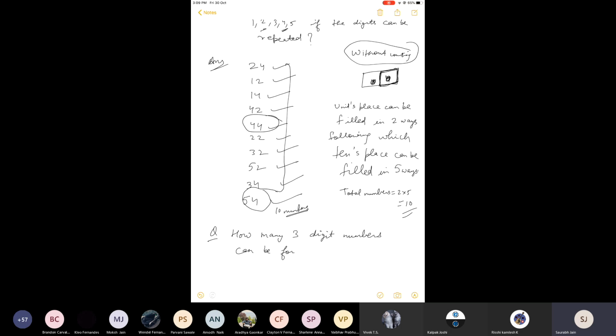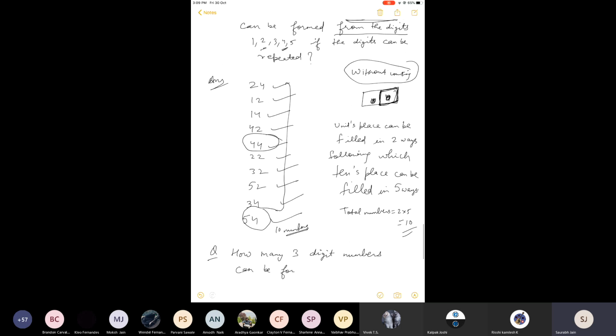You know why? Because see, the units place can be filled in 2 ways. Let me solve it. He's asking, what about if the digits were not repeated? Then let us put a cross here first, in actual counting. Digits not repeating, 44 not allowed. What else? 22 not allowed. Rest everything is okay. Rest everywhere the digits are different. So without counting, if the digits are not repeated, the units place can be filled in 2 ways, while the tens place will be filled in 4 ways.